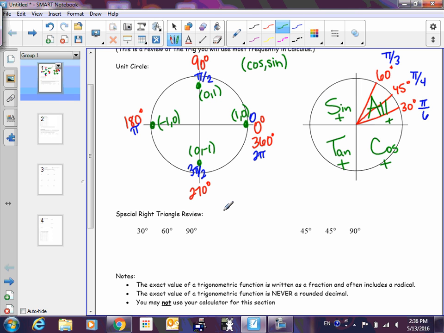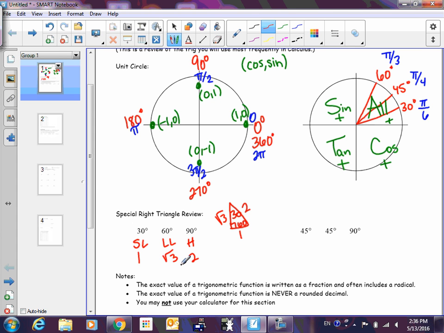And that is, if you had a 30, 60, 90 triangle, this goes back to geometry. If this is 30 and this is 60, across from the 30 is a 1, across from the 60 is a root 3, and the hypotenuse is a 2. And we called this short leg, long leg, and hypotenuse. 1, root 3, 2. And this is how we did it.